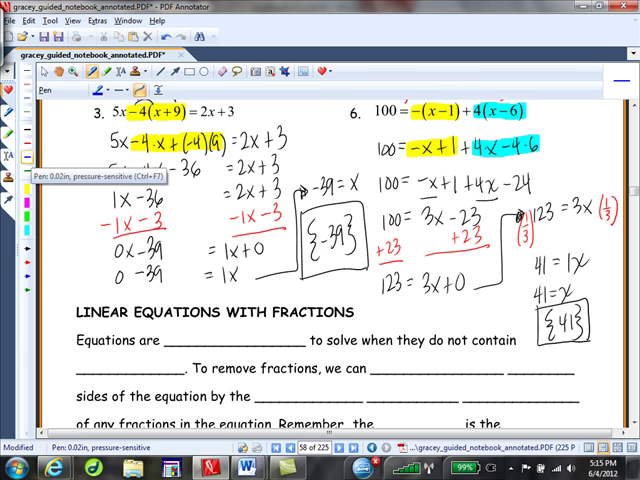Linear equations with fractions. Well, we've already dealt with some of them, all right? A lot of people believe that equations are easier to solve when they do not contain fractions. So this is going to be something that you'll have to decide the best way for you. Personally, I believe fractions are your friends. So if you want to use fractions, that's fine. But you can remove them.